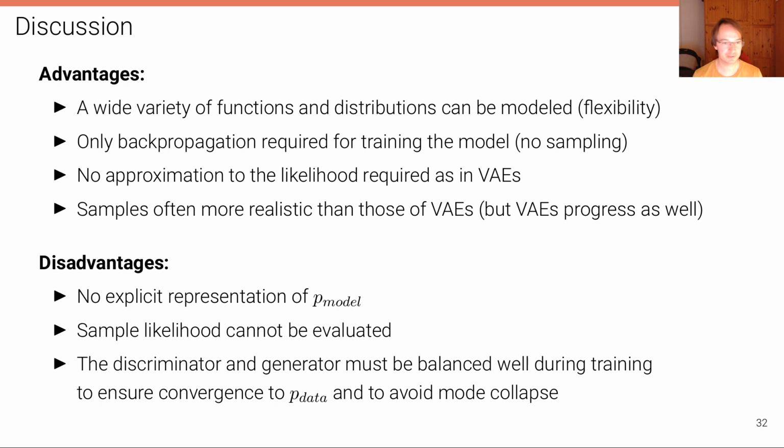However, the disadvantage of GANs is that there is no explicit representation of the model distribution or the model likelihood. And so the sample likelihood cannot be evaluated. And also, the training framework is more complicated. Training is more difficult. It's notoriously hard because the discriminator and the generator must be well balanced during training to ensure convergence to the data distribution and to avoid issues with mode collapse and other problems. And getting the hyperparameters right and getting the regularizers right is often an art on its own.